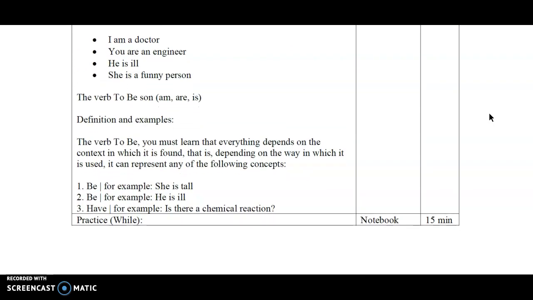Definition and example. For the verb to be, you must learn that everything depends on the context in which it is found, that is, depending on the way in which it is used, it can represent any of the following concepts. Be, for example, she is tall. Be, for example, he is old. Have, for example, is there a chemical reaction?